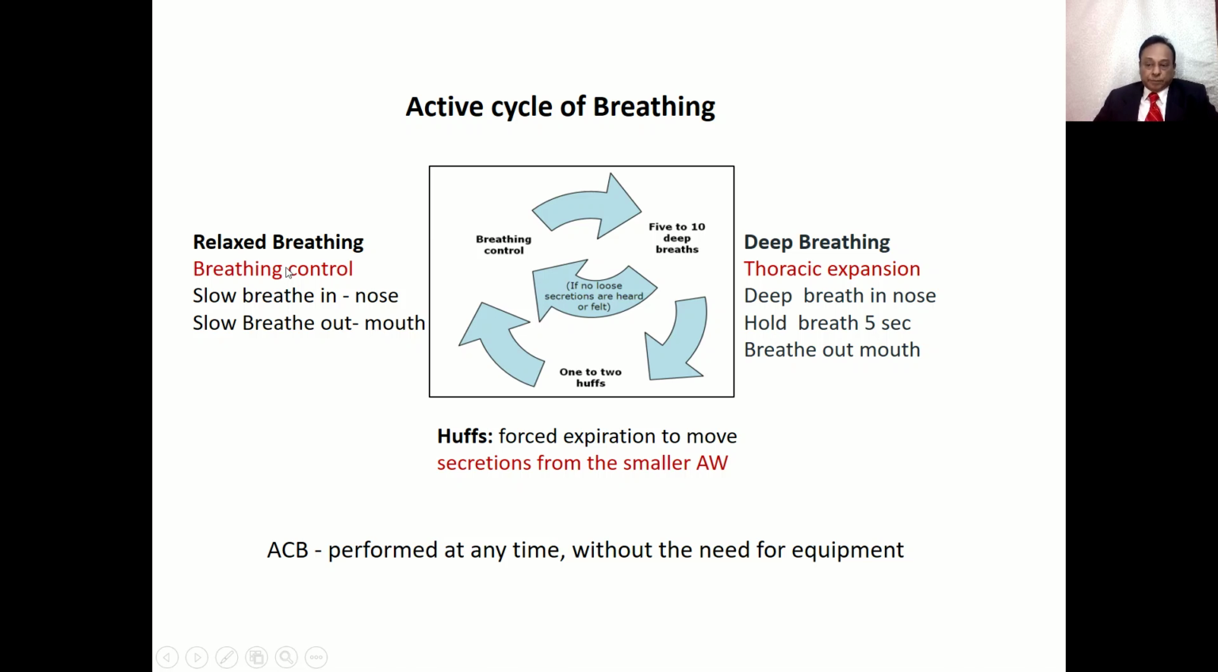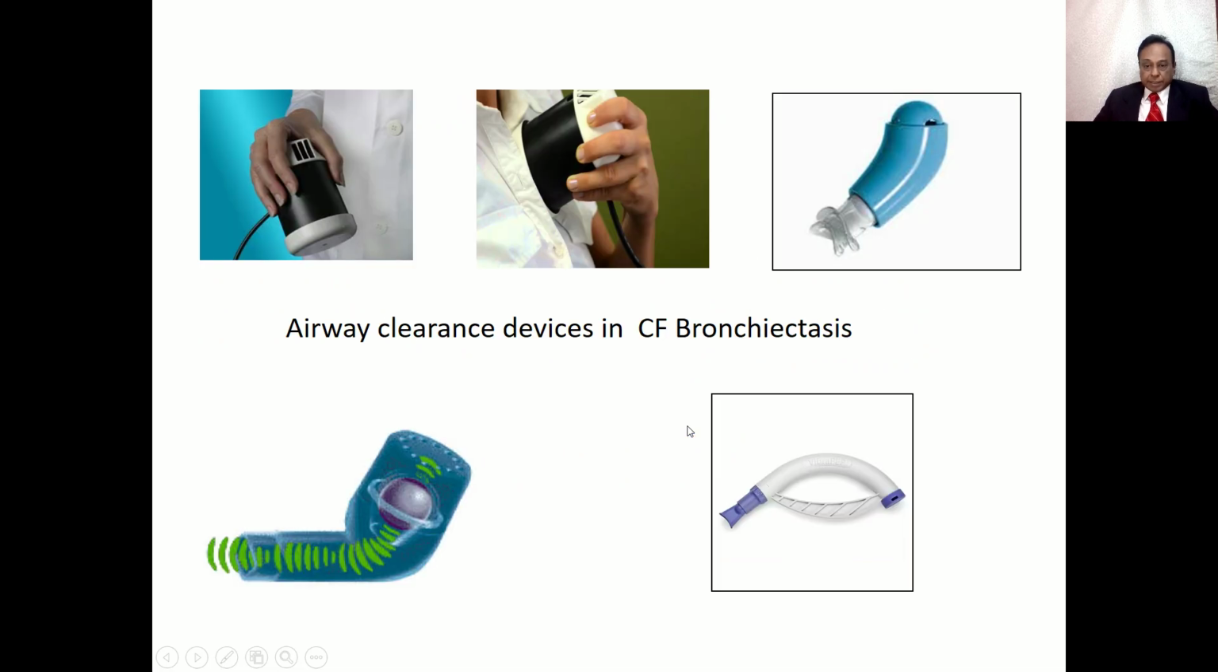So each cycle is 3-1. The relaxed breathing is 3-1, followed by 3-1 deep breathing, where you have to hold the breath for at least 5 seconds, and then it should be followed by huffs, forced expiration to move the secretions from the lower airway. It can be done. Only thing is, you have to take the time and teach the children.